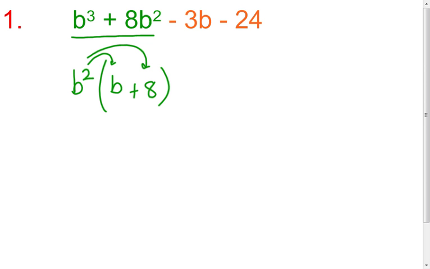Okay, now, when we look at the orangey part here, your goal is to see what you can factor out of there, okay? Now, here's the deal. You're going to bring down this negative. You can kind of think of it like that. Bring down the negative, and then figure out what you can pull out of there, okay? So 3b and 24, they are both divisible by 3.